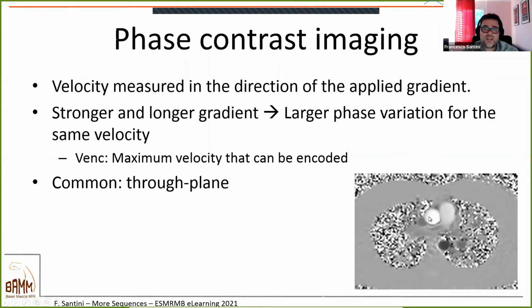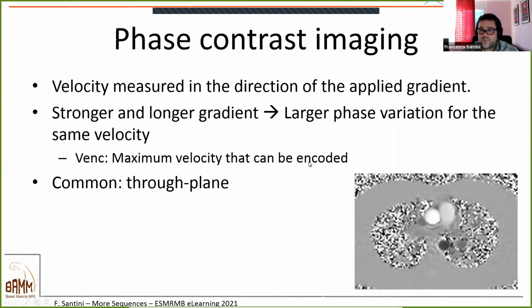In this case, we applied one gradient in the through plane direction, and this is the aorta, ascending aorta and descending aorta. And if we go and measure this gray level value here, this is the phase image, they are directly proportional to the velocity of the blood.